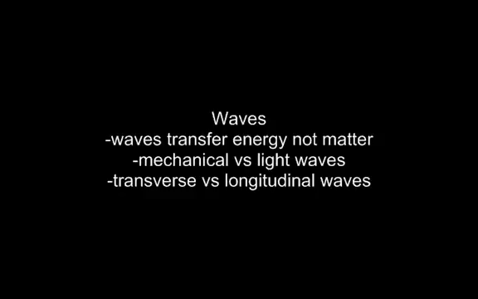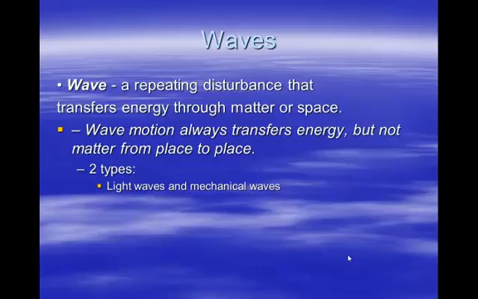First of all, what exactly is a wave? Well, a wave is a repeating disturbance that transfers energy through matter or space. Wave motion always transfers energy, but it's not going to transfer the matter from place to place. So it's not transferring the material that it's traveling through, the medium. There are two different types of waves. There are light waves and mechanical waves.